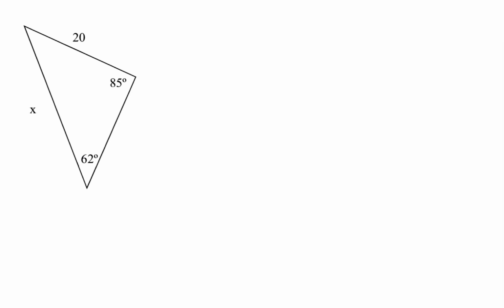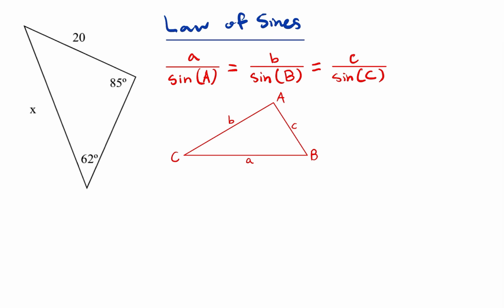In this case, what we can use is something called the law of sines. What this law tells us is relatively simple. It states that the ratio of any side of a triangle to the sine of its opposite angle is always equal for all three sides.